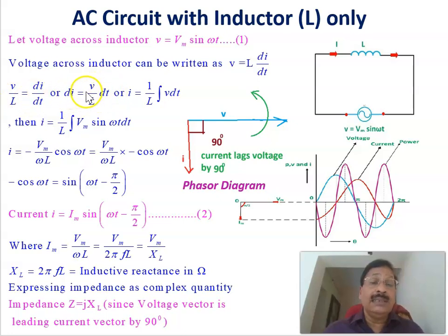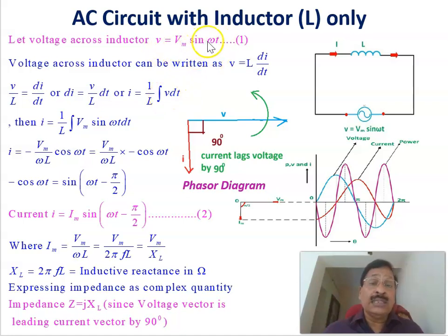You can integrate di and you get the current I equal to 1 by L integral V dt, and again V is given as Vm sin omega t.